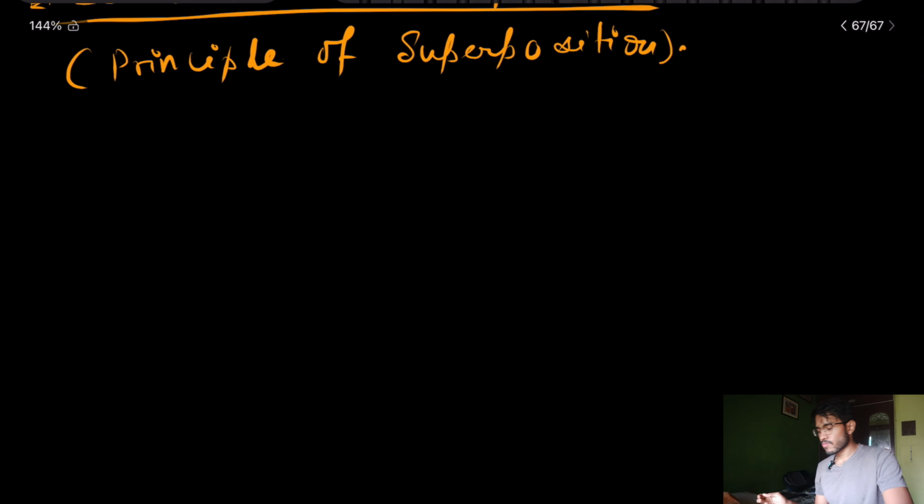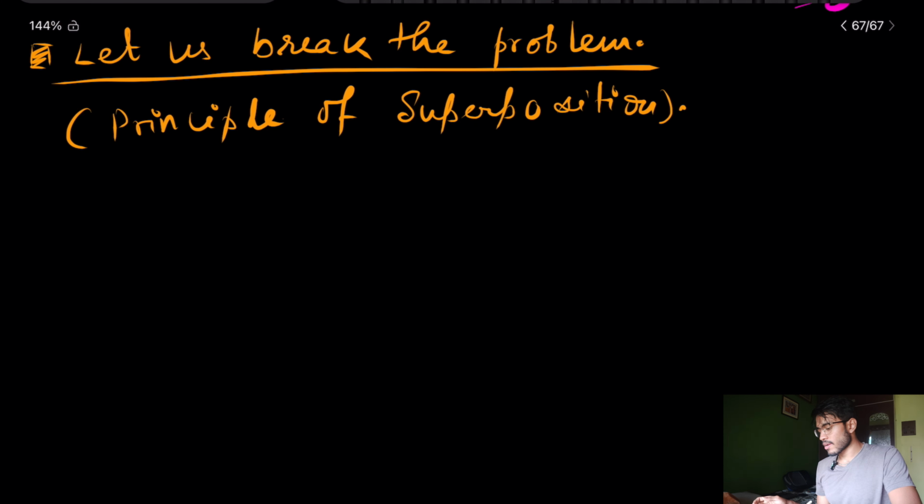Okay, so here let us see how we can break the problem. So actually we are doing the vice versa thing, that is, instead of joining the problems, we are breaking a complicated problem into 2 simple problems, and we solve them separately to get a different problem.